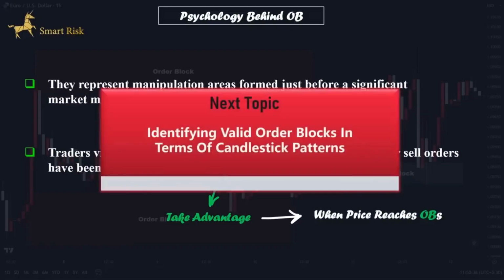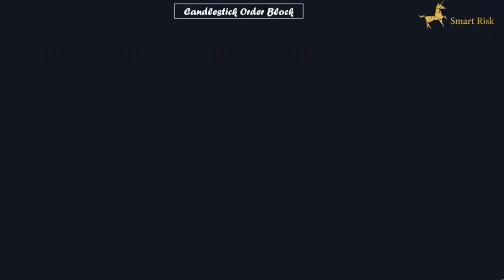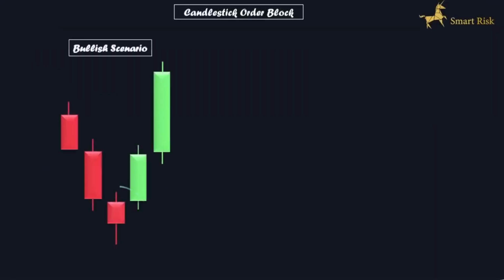Now let's proceed to the next topic and discuss how to identify a valid order block in terms of candlestick patterns and see the various scenarios that we might encounter in identifying candlestick-based order blocks on the chart. In a bullish scenario, a candlestick-based order block refers to the last selling candle before the price starts pushing upward drastically. This candle typically breaks below or effectively sweeps the liquidity of the lowest point of the previous candle.